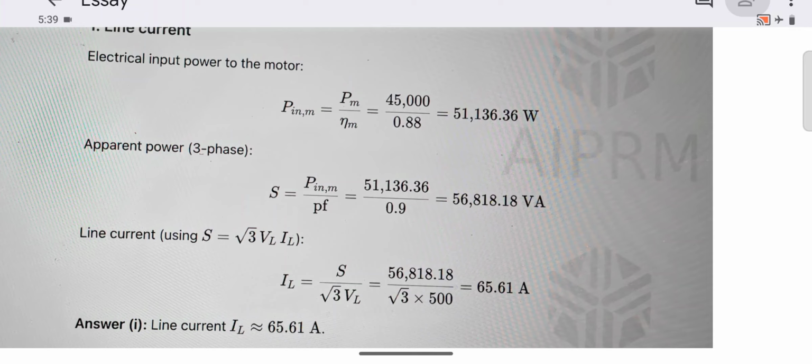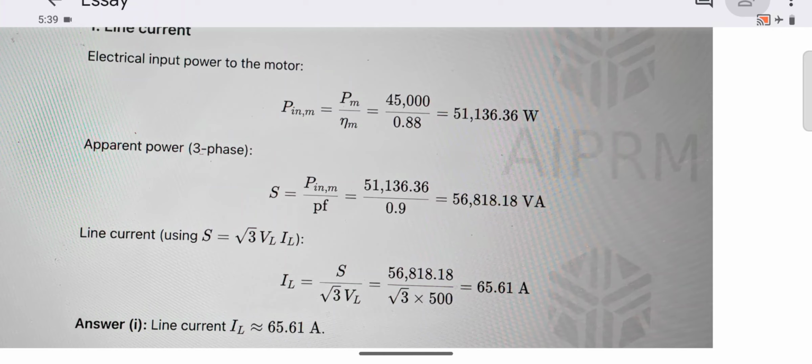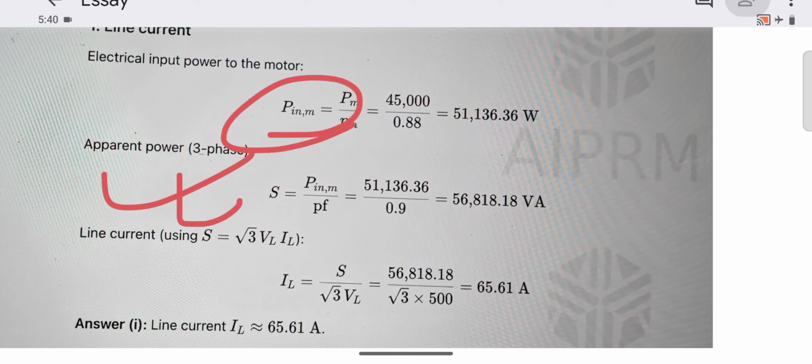Now we will use the power factor formula. Power factor is equal to power input divided by power rating. This is called apparent power, that is, rating power. We calculated the power input earlier. Using this we will calculate apparent power. Power input divided by power factor gives the apparent power.